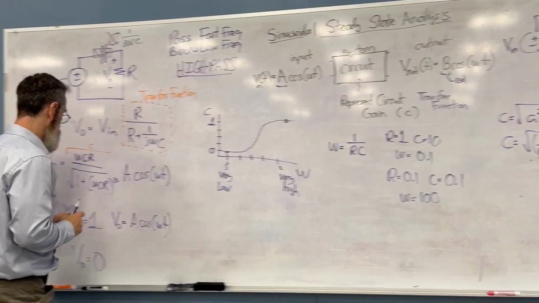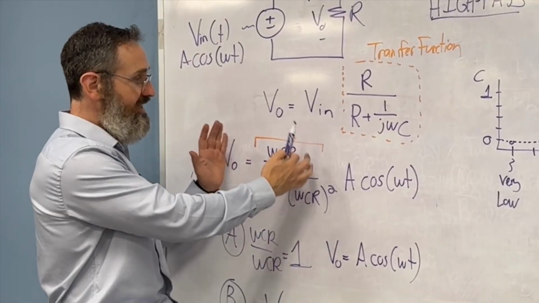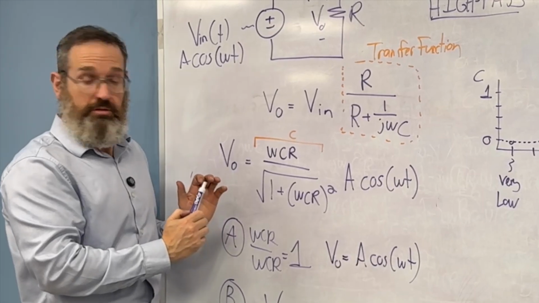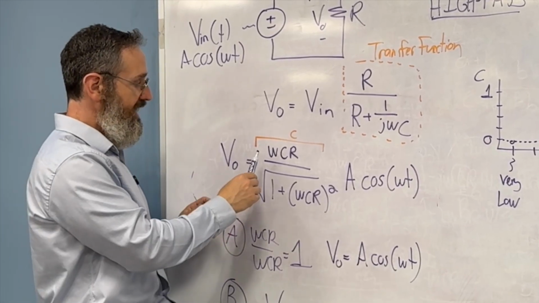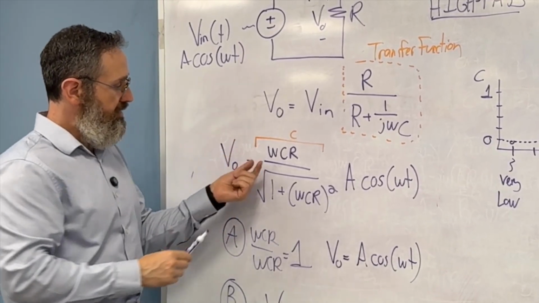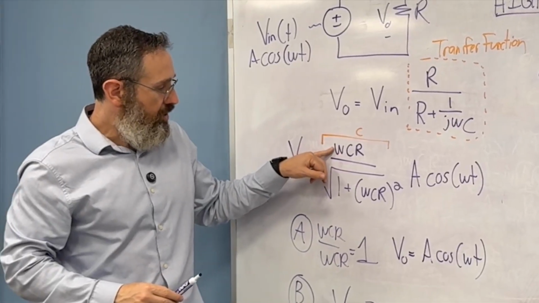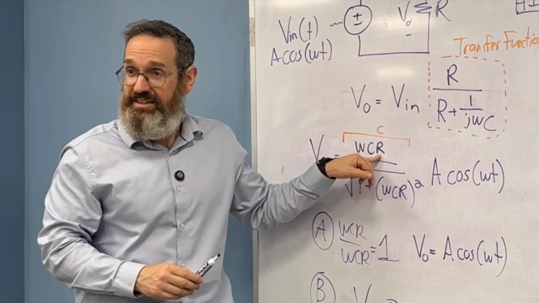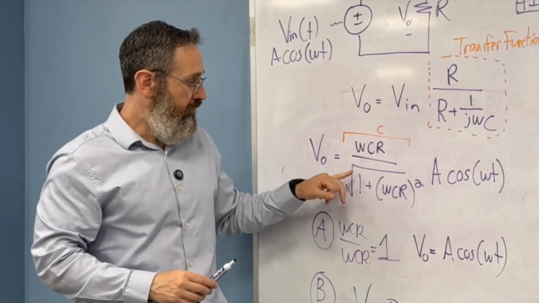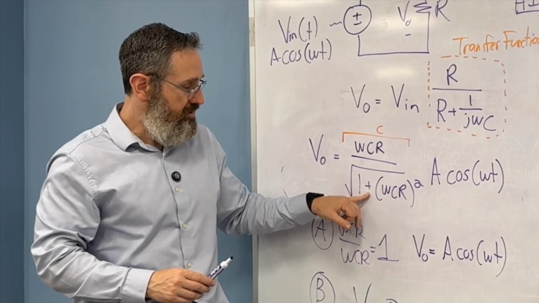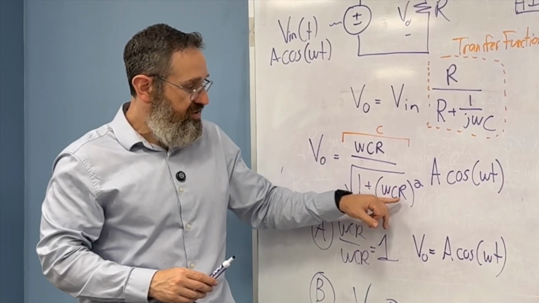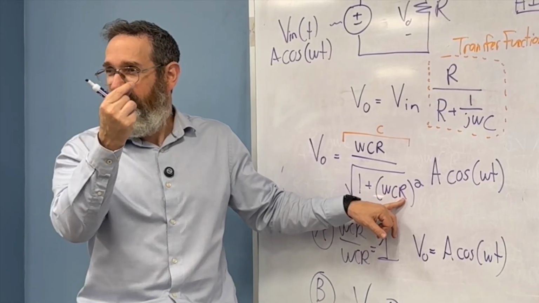Why did I do it that way? Well, let's plug that into this equation. Right, let's plug that in. So we have, let's think about it, 1 over RC times RC over, and then we have 1 plus 1 over RC times RC. Remember how I said the RCs always get married?